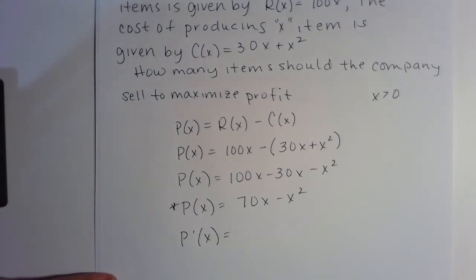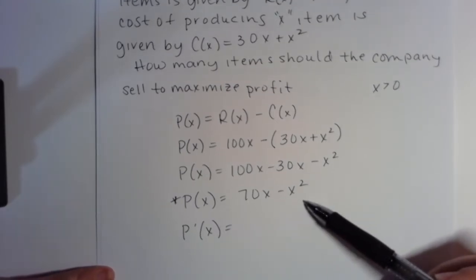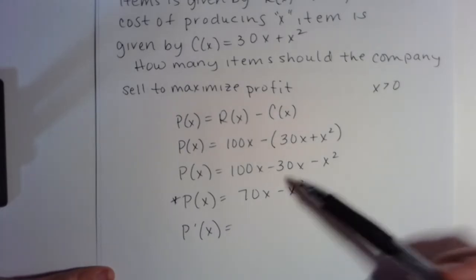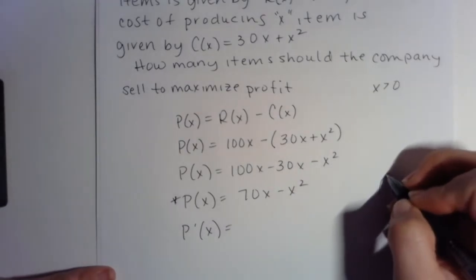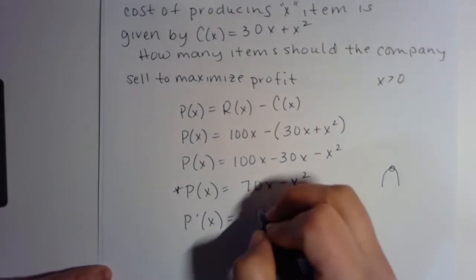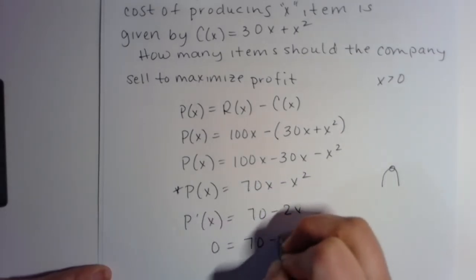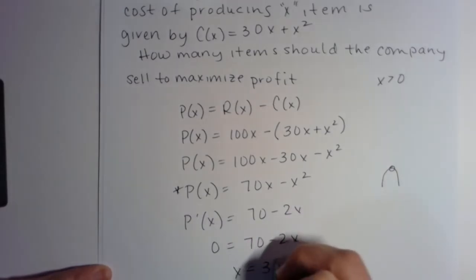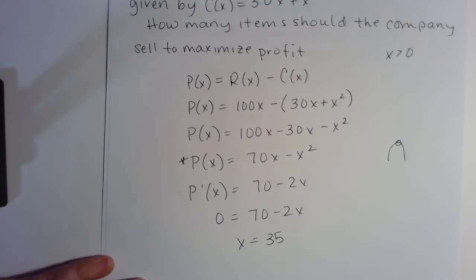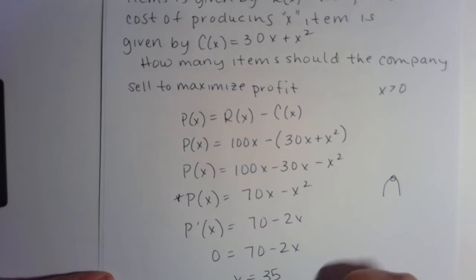But I don't really have a closed interval in this case. Since my profit function is a quadratic with a negative leading coefficient, that means it'll look like this. So I know it's going to have a maximum point, okay? So my P prime of x is 70 minus 2x, and if I set this equal to 0, I find out that x equals 35, my maximum quantity that I should produce. So basically I should be producing 35 items to maximize my profit.